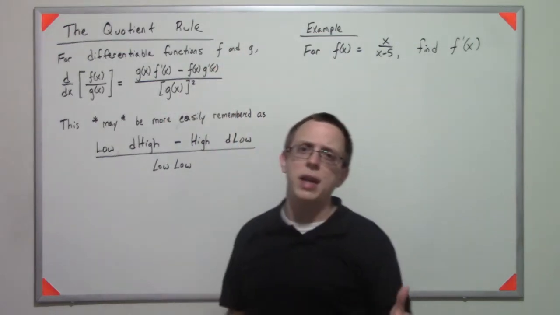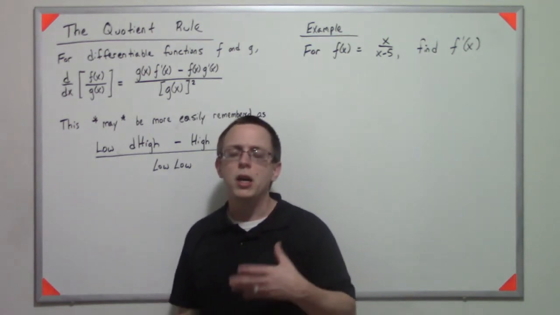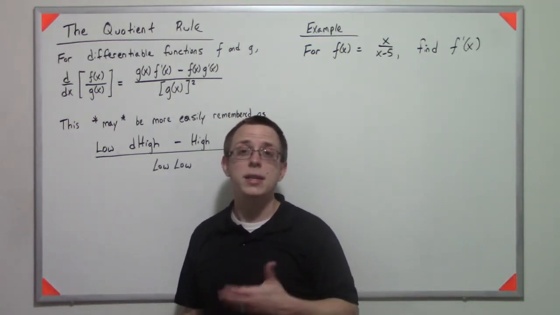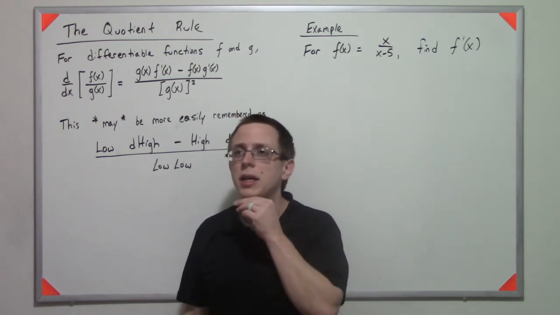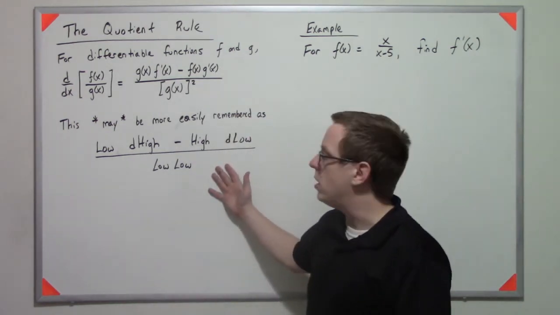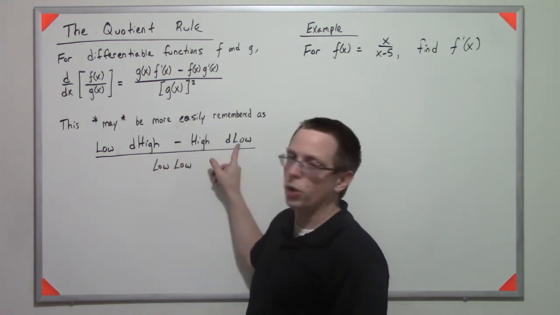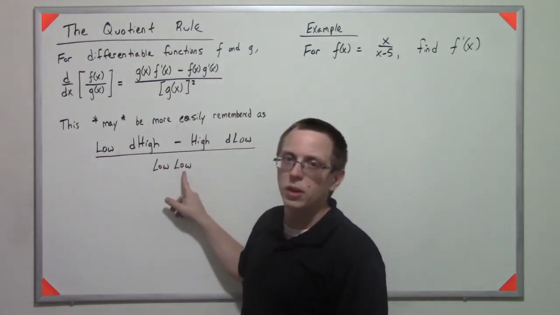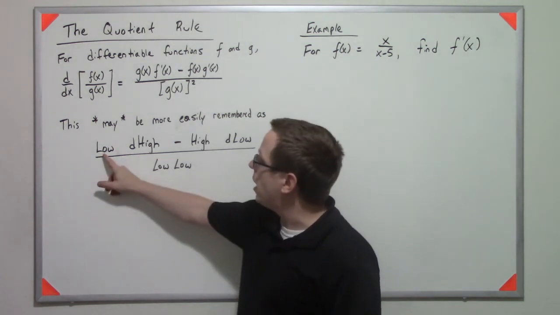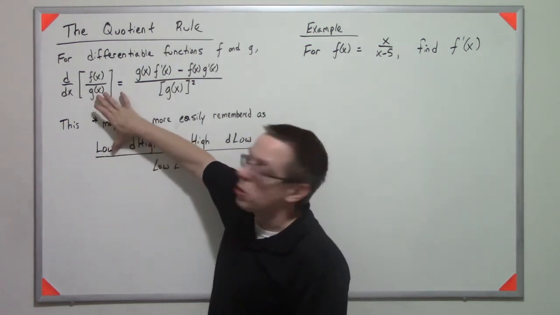which is perfectly fine to write down or memorize or whatever, but a mnemonic device that I think is helpful to think about is this little bad boy here. And it says low d high minus high d low over low low. What does that mean? Okay, well in the low case, what I'm saying is I'm talking about the denominator.